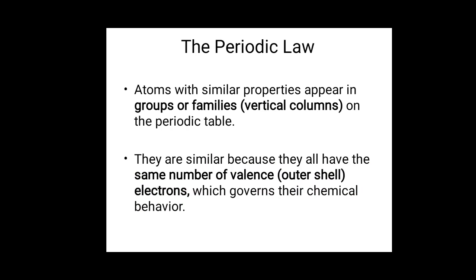Group or family is a vertical column on the periodic table. The elements are similar because they all have the same number of valence electrons in the outer shell, which govern their chemical behavior.